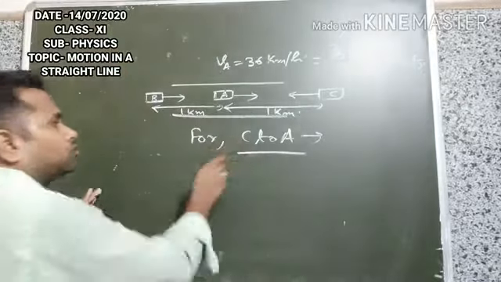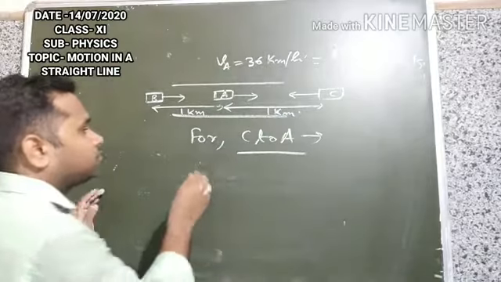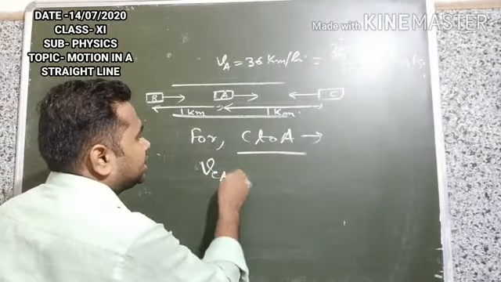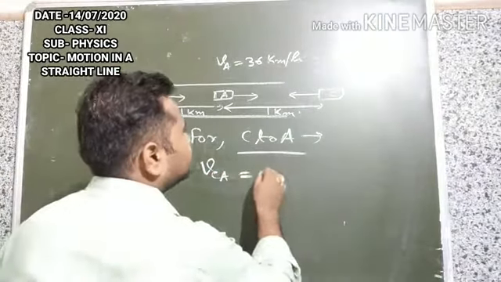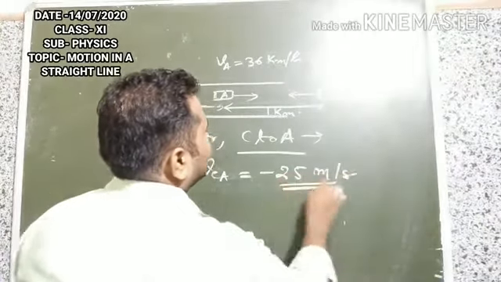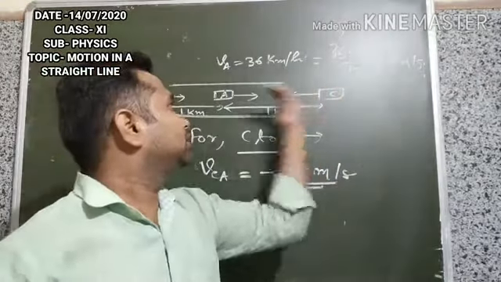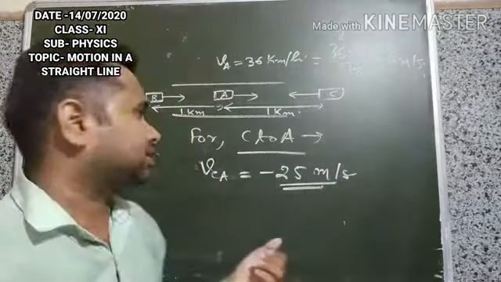So for C to A we have, yes, listen to this too, as I told you, VCA comes out to be minus 25 meter per second. This minus sign shows the direction of car C is towards the negative direction of x-axis.